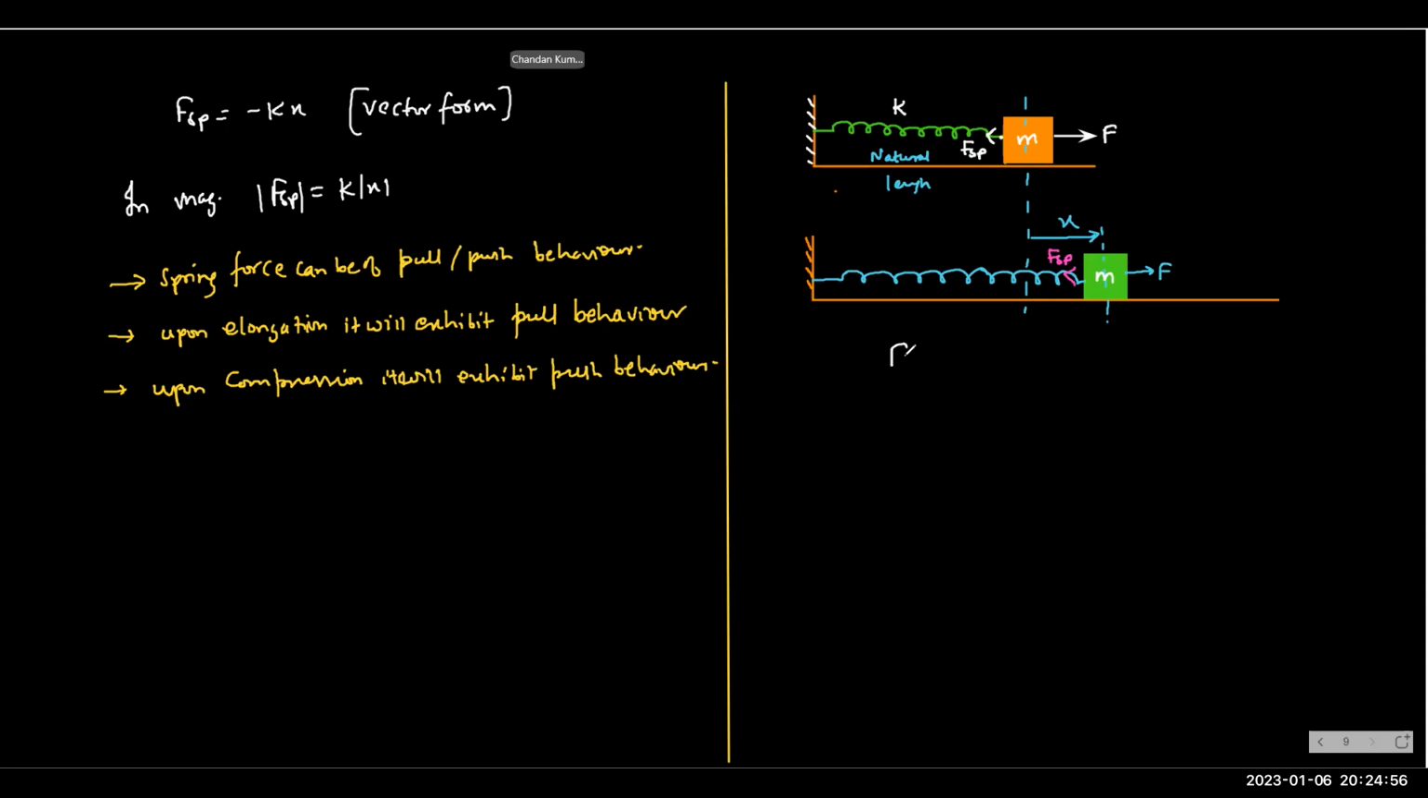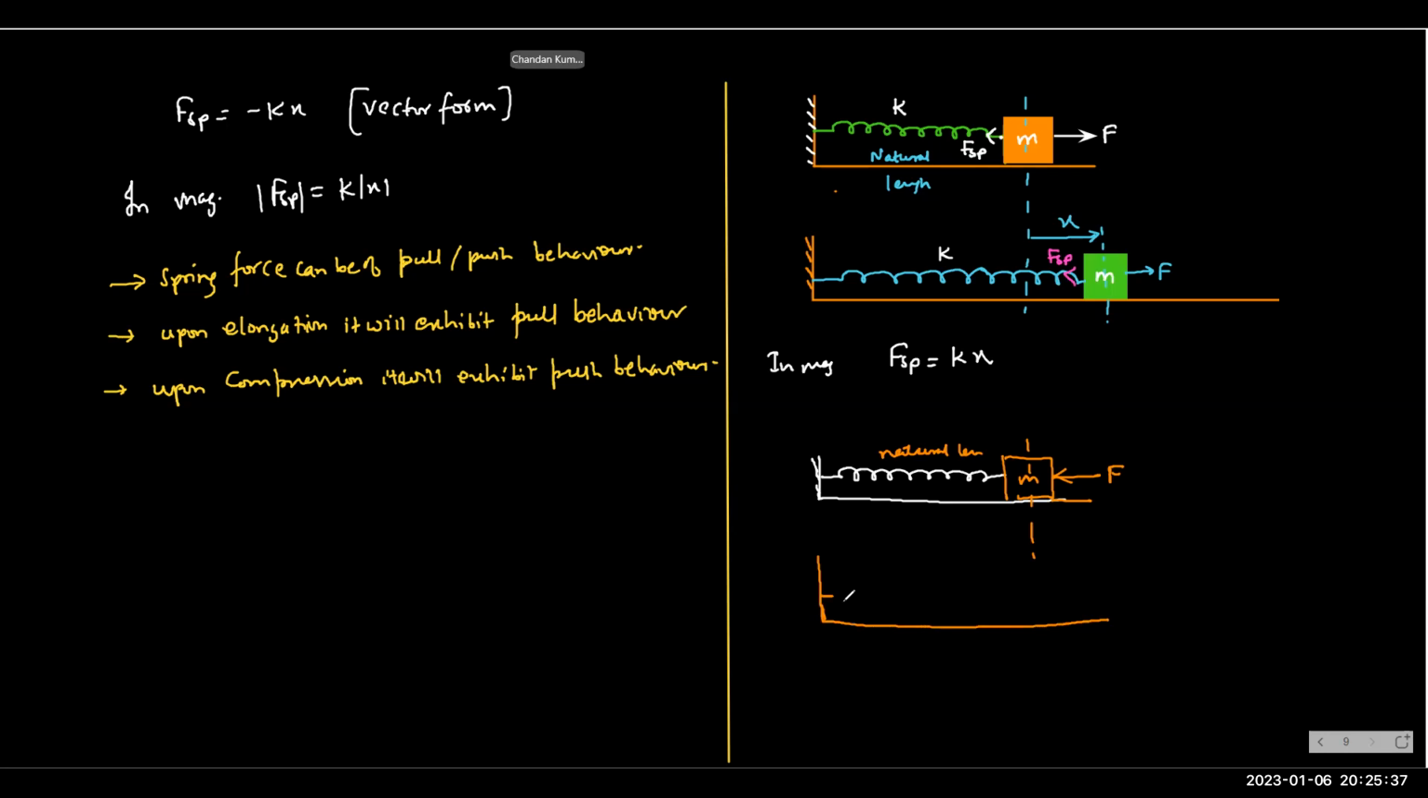So now, what is the value of spring force? Just the magnitude. It is simply K, which will be given to you for the spring, into x. That's it. And if I go back to the same problem, and if I apply the force this way, and if I call this the natural length, and as a result of this force, the spring looks this way.